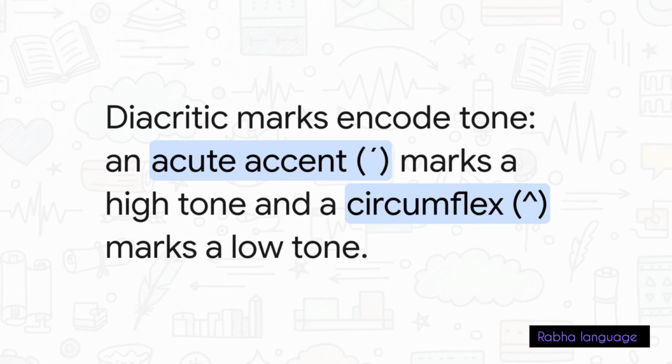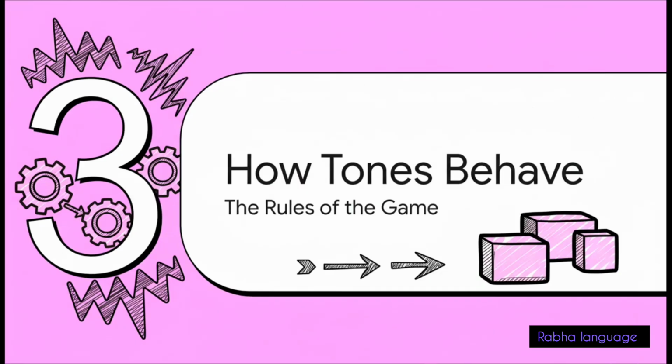Okay, so if tone is this important, how on earth do you write it down? Well, the solution is actually pretty elegant and simple. You use 2 little marks called diacritics. That sharp-looking acute accent means it's a high tone. And the circumflex, that little hat on top, that's your low tone. Just 2 tiny little symbols that manage to encode an entire new dimension of meaning. So clever. But wait, it gets even cooler.